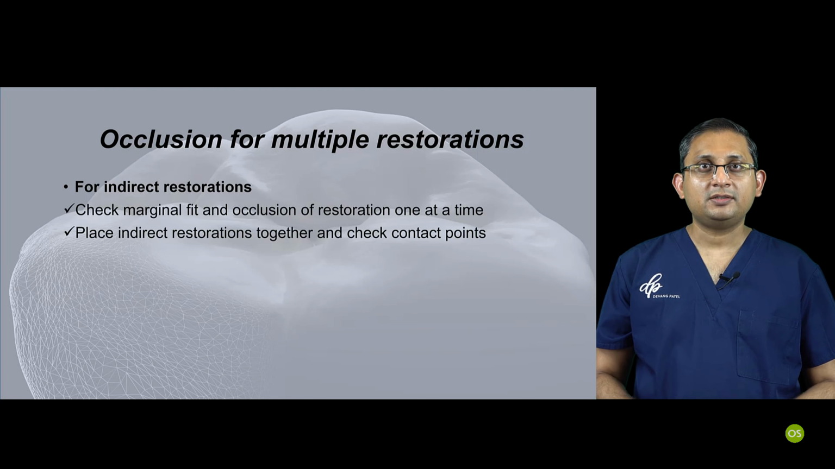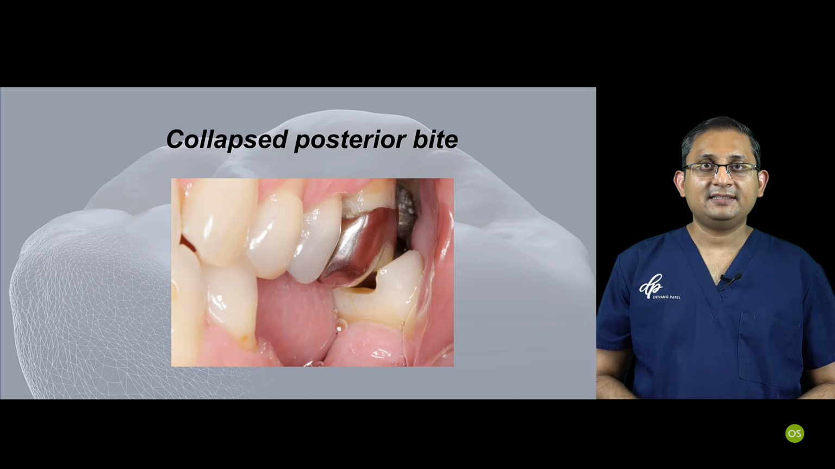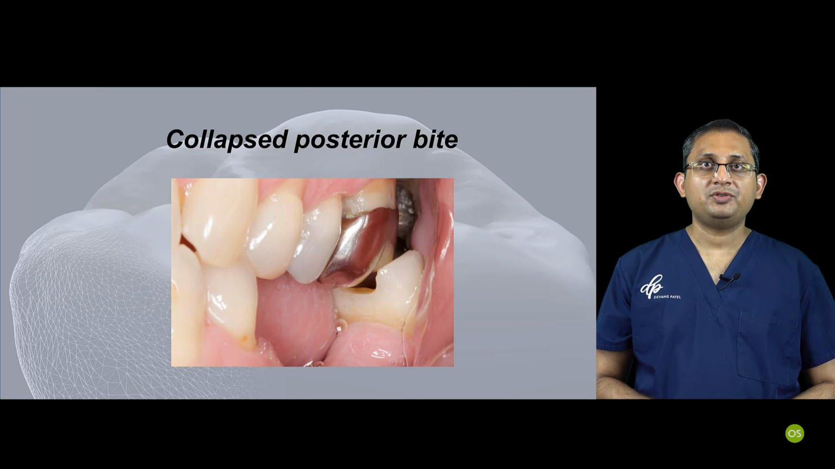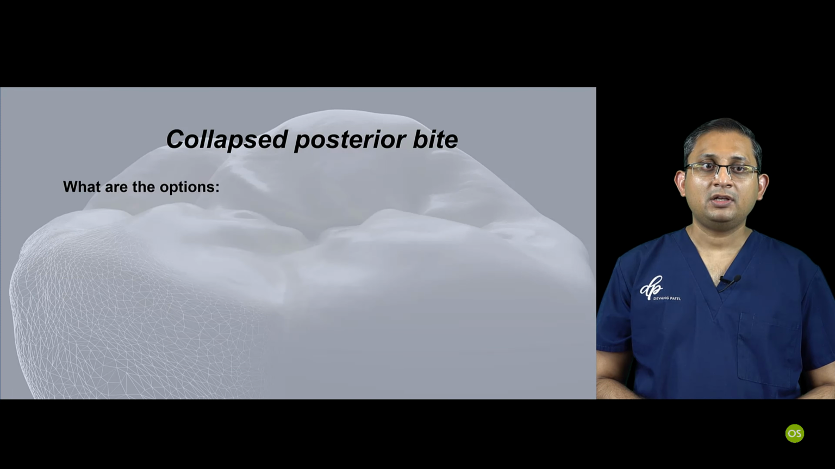Let's look at some of the other scenarios which you might come across in your day-to-day practice. So we looked at this case during our previous treatment planning presentation, where there is a collapsed posterior bite. There is a super eruption of the 6, and there is lack of space of the 7 on the mandibular tooth. So what are the options we have?